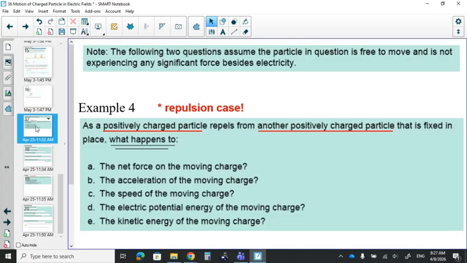So the following two questions assume the particle in question is free to move and not experiencing any significant force besides electricity. In other words, there's no friction, there's no gravity. It's just talking about the electric stuff. So as a positively charged particle repels from another positively charged particle that is fixed in place, what happens to the net force? What happens to the acceleration?